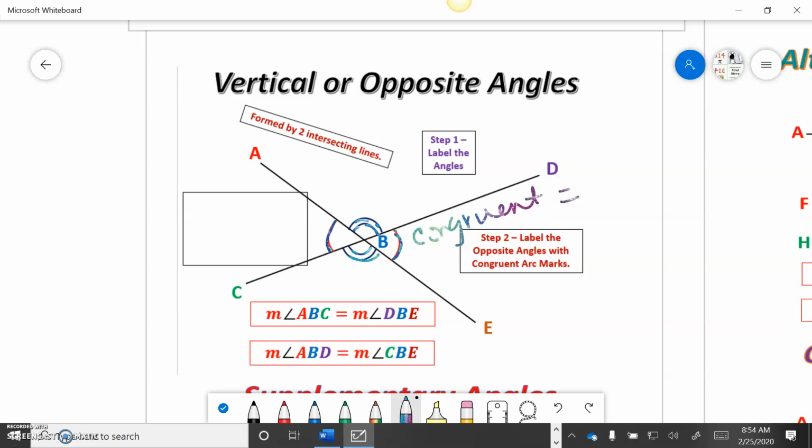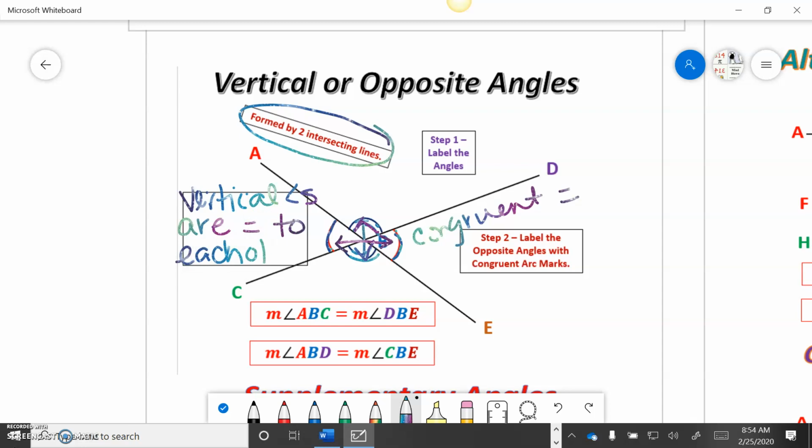And they are opposite each other. So vertical or opposite angles are going to be formed by two intersecting lines, and the angles that are opposite each other are equal to each other. So let's make a little note about that. Vertical is usually what we hear. You could write opposite also. Vertical angles are equal to each other. They are congruent always.